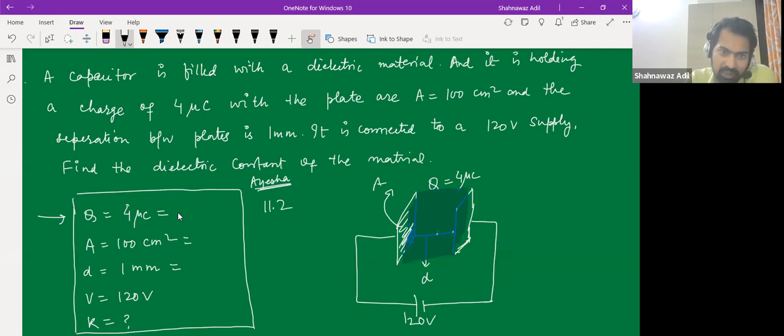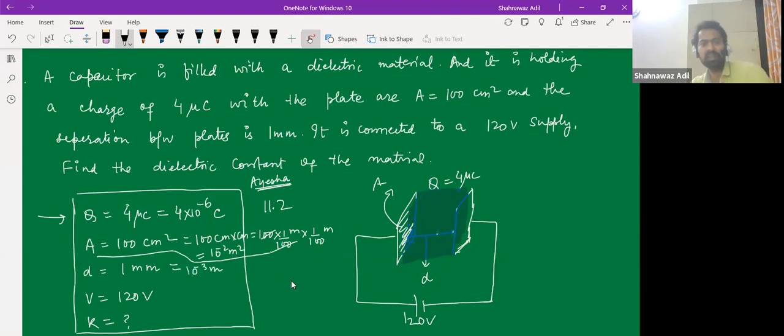Okay, so this is 4 microcoulomb. Micro is 10 to the power minus 6, so this is 4 into 10 to the power minus 6 coulomb. And 100 centimeter square is centimeter into centimeter. Centimeter is 1 by 100 meter, and the other is also 1 by 100 meter, so this cancels and we have 10 to the power minus 2 meter square. So this is the area. Now this is 1 mm, which is 10 to the power minus 3 meter. So these are the things in SI units, and we have all the values.